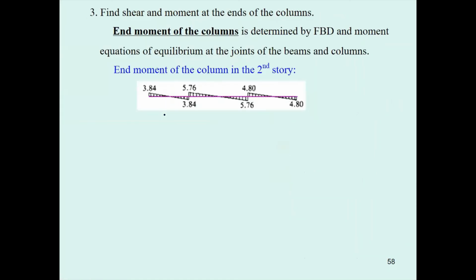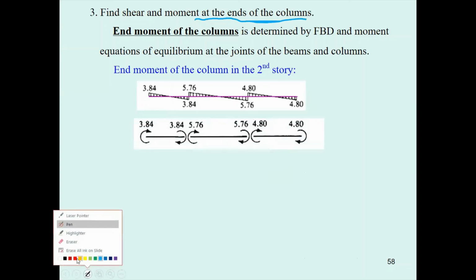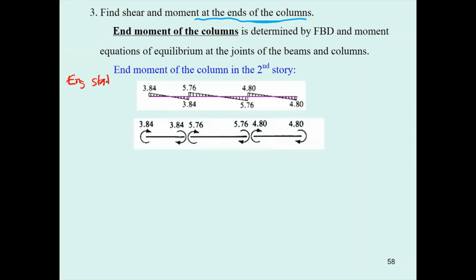Now you get the shear and the moment for the beam. Now we come to the shear and the moment of the column, and I'd like you to follow the sign convention of engineering statics. This one is positive, so the direction is supposed to be this. This one is negative, so it's going to be like this.